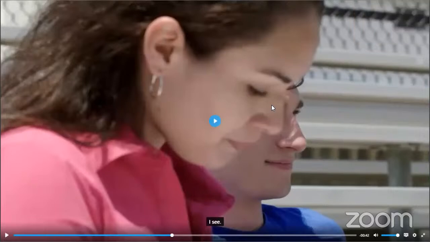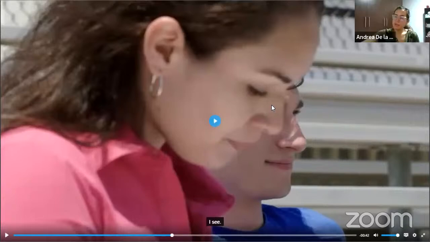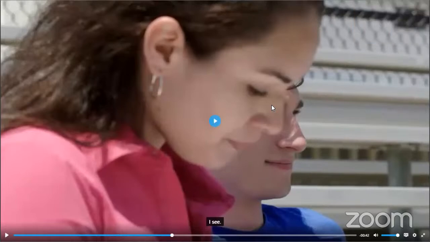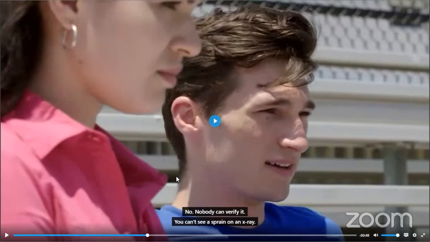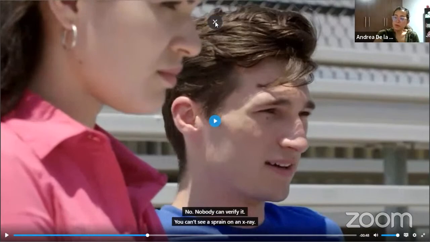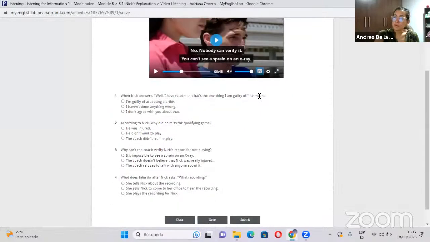So why can't his coach verify that he had a sprained ankle? Because nobody can confirm this because nobody can access the x-rays. It's not that nobody can access the X-rays, but that you can't see a sprain in an X-ray. So no se puede ver un esguince en un rayo X, ¿no? Okay. Medical fact. You can't see a sprain on an X-ray. No se puede ver un esguince en un rayo X.